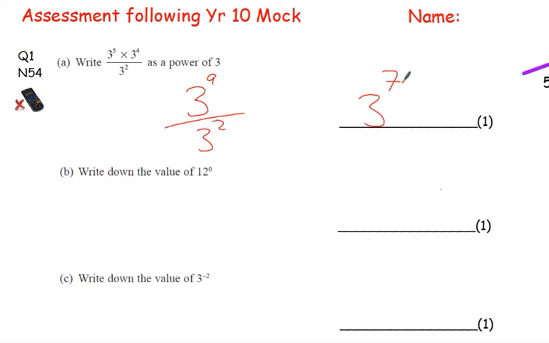Write down the value of 12 to the power of 0. Anything to the power of 0 is 1. And 3 to the power of minus 2. The minus tells you to get the reciprocal, and square that. So it is square the numerator, square the denominator, which is 1/9.